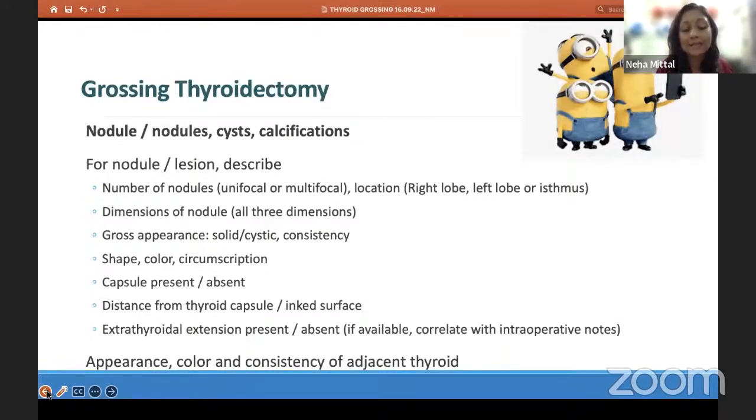Extrathyroidal extension present, absent, and if available, correlate with intraoperative notes. It's a very good idea to correlate the extent of extrathyroidal extension with the intraoperative notes, because the meaty brown color of the thyroid sometimes merges with the brown color of the strap muscle. And when there is a tumor which is infiltrating, there may be a fibrous reaction.